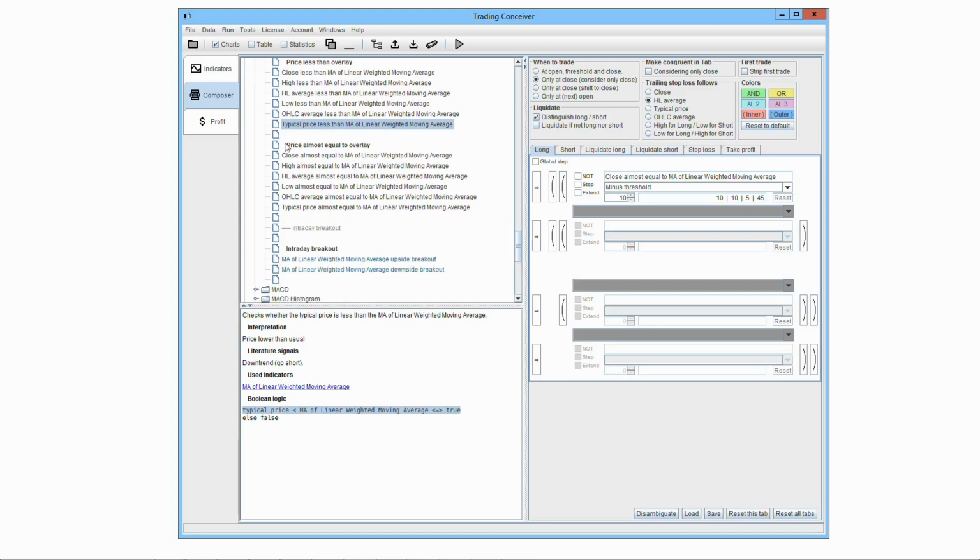The price almost equal to overlay algorithm checks whether the price is around the moving average of the overlay within two thresholds, that is, two particular values input by the user. So the algorithm is true if and only if the price is greater than the moving average of the overlay minus threshold, and simultaneously less than the moving average of the overlay plus threshold. For greater flexibility, thresholds can be negative too. In that case, you can check if the price is within a set range, not necessarily around the overlay line.